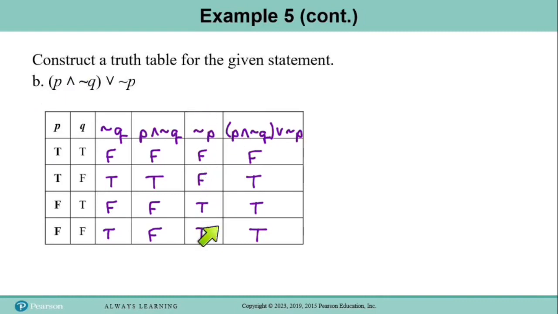Now you get the idea, right, that the middle columns are basically our scratch work. They are us showing our work as we work step by step through the statement. But really, the truth table is just the original component statements and the final column is really all that matters.